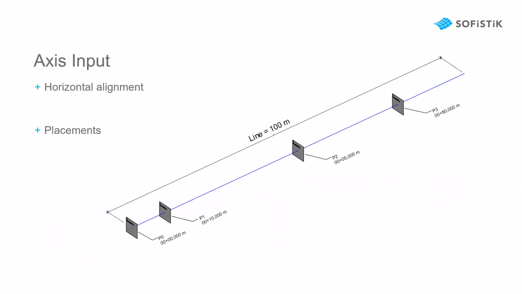In this video, I will show you how to create your axis directly in Revit. The axis that we are going to create is going to be 100 meters long. Along the stationing of the axis, we want to have 4 placements, 4 points where something is happening along the axis. They are going to be positioned at 0 meters, 10 meters, 50 meters, and 80 meters along the stationing of the axis.